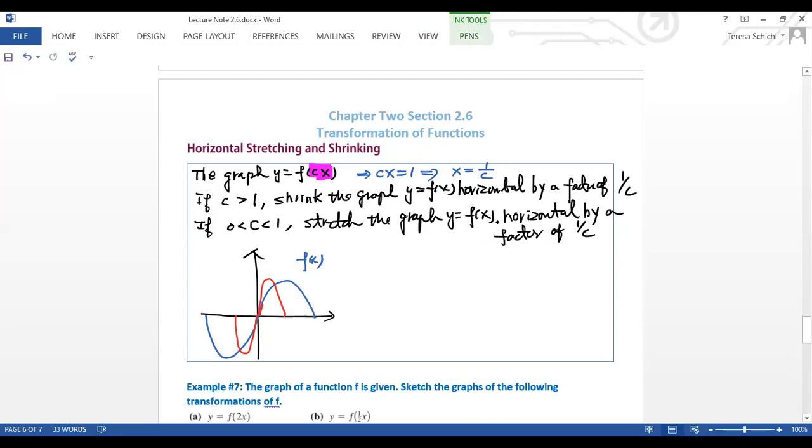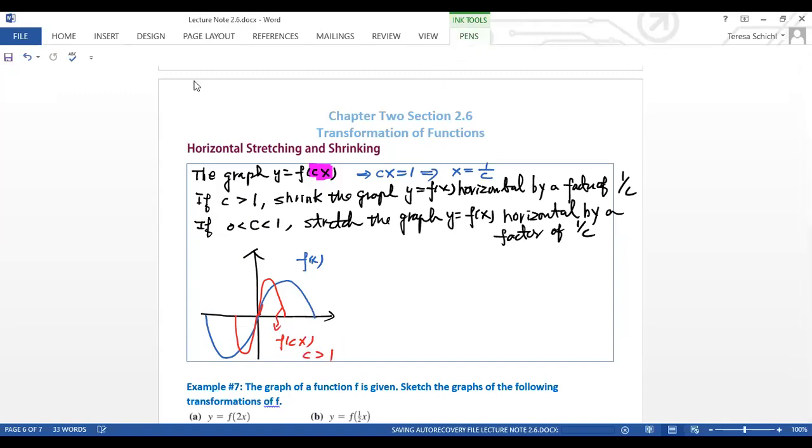So if c is between 0 and 1, if it's 1/2, so x equals 1 over 1/2, that means what? You kind of stretch it, right? So this red one here is f of cx, right? The c is greater than 1 here.